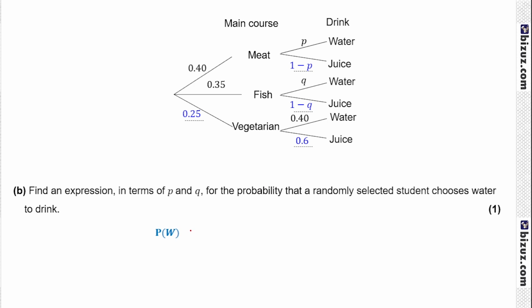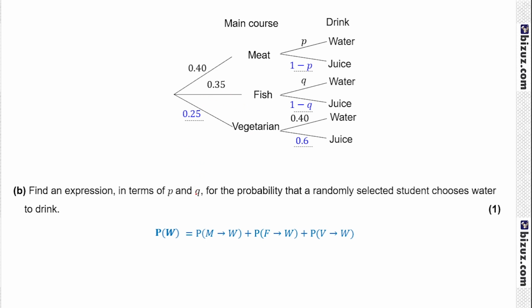Probability that a student chooses water to drink. Now, there are several paths that lead to water. So we could go through meat and then to water, so from M and then to W, or we could go through fish. A student could choose fish and then also water, so from F to W, or we could go through this route here, vegetarian and then water, so from V and then W.